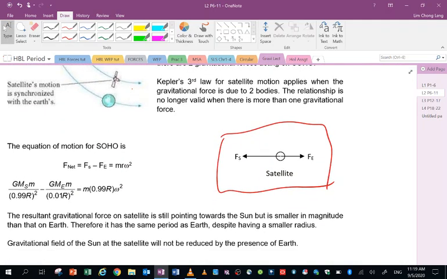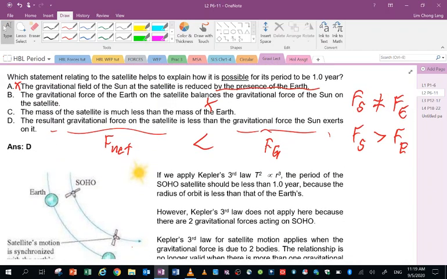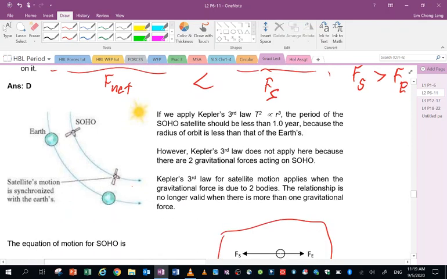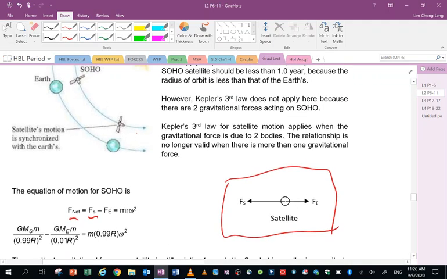Look at this. Oh, I made a mistake. This one is Fs. Sorry for the mistake. Okay, Fs is more than F net. So Fs is more than F net. Okay, so that's because the Earth exerts a pull to the other side. So there is a net force towards the sun.